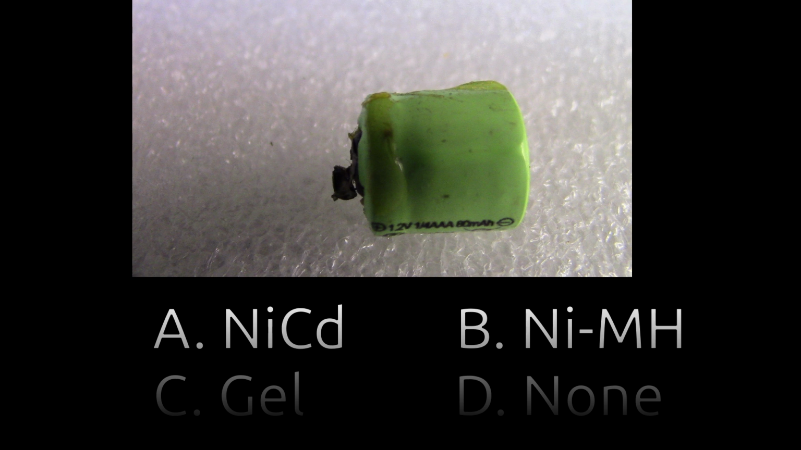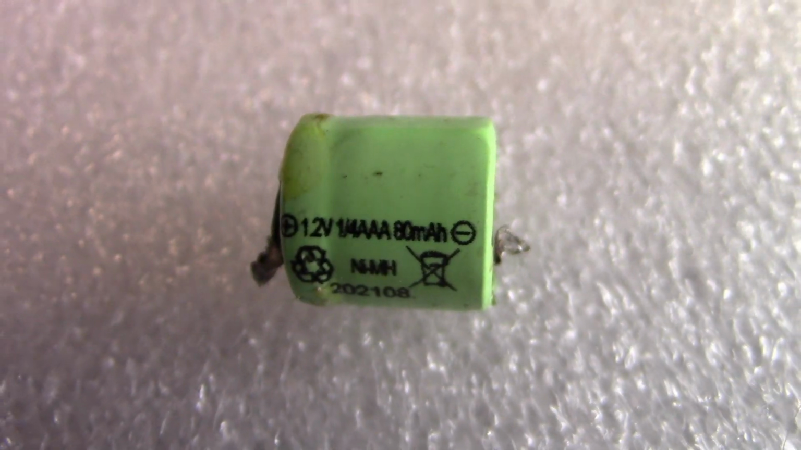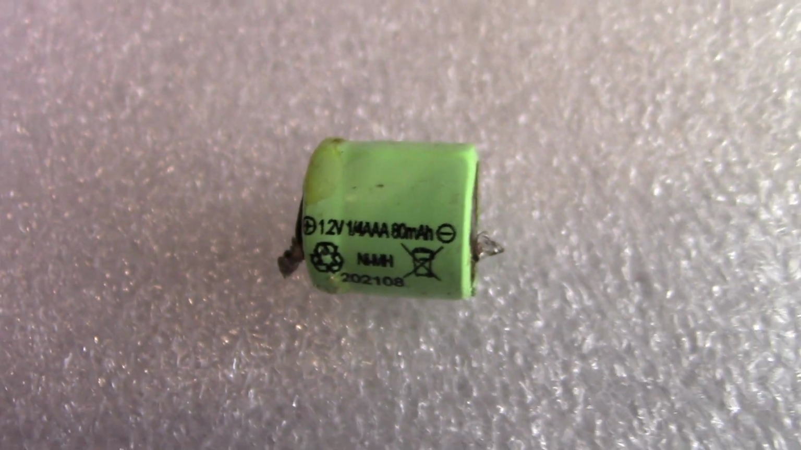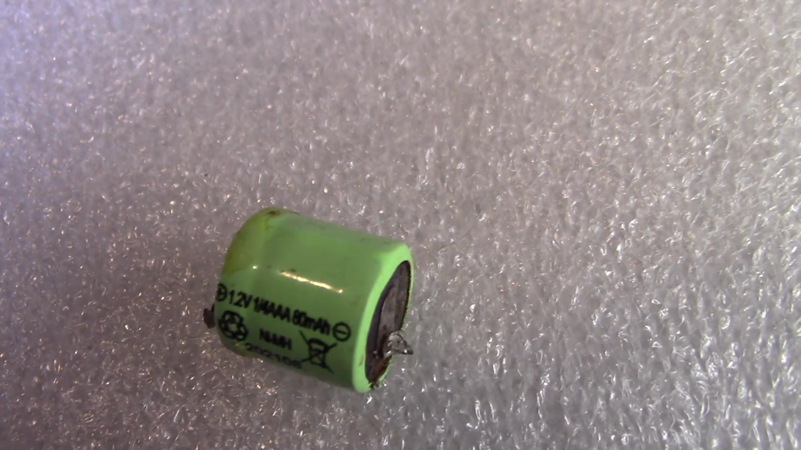Question 5. Is this A, a NiCad battery, B, an NiMH battery, C, a gel battery, or D, none of the above? This one was in fact an NiMH, tiny battery as found in something like a solar garden light.